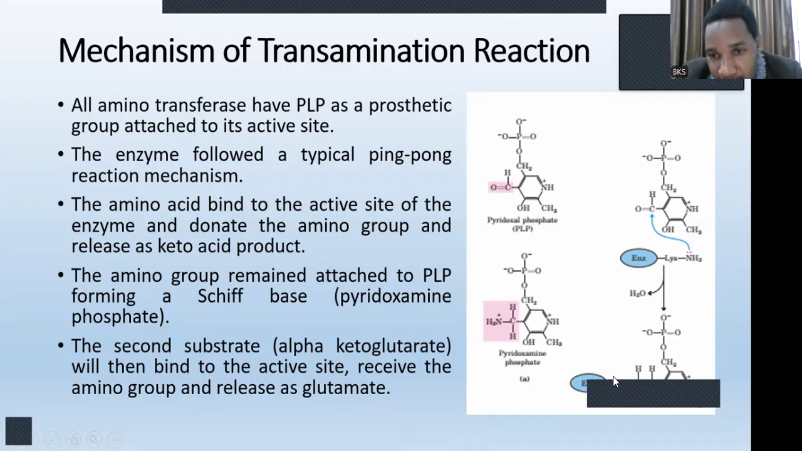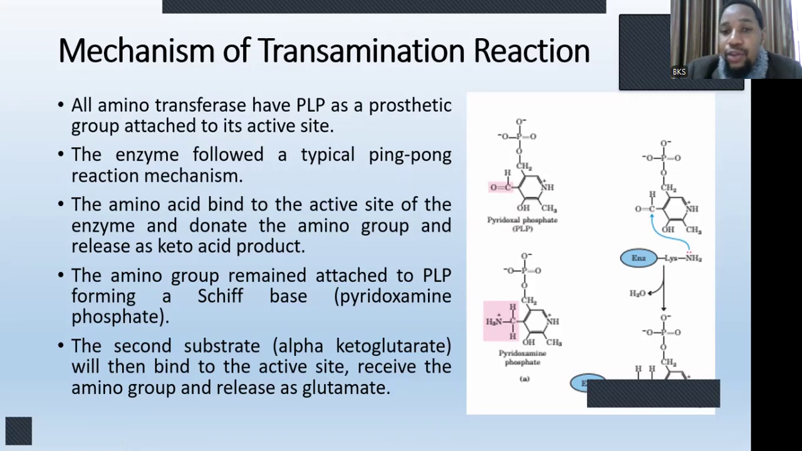So once the cleavage occurs, leaving the amino group attached to the carbonyl carbon, you have something like this. This is the new amino group that comes from the amino acid that needed to transfer its amino group. So the amino acid will now be released as a keto acid.